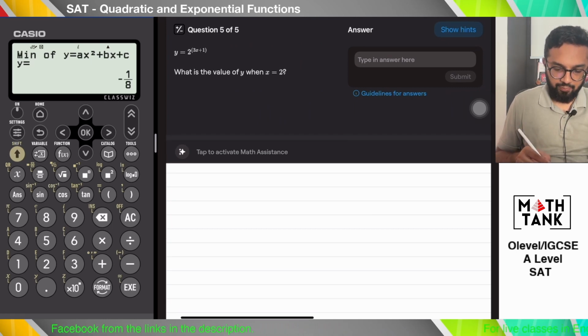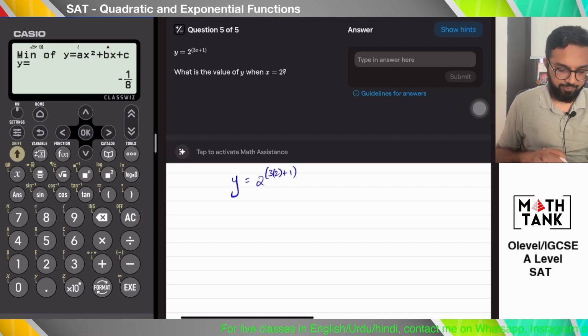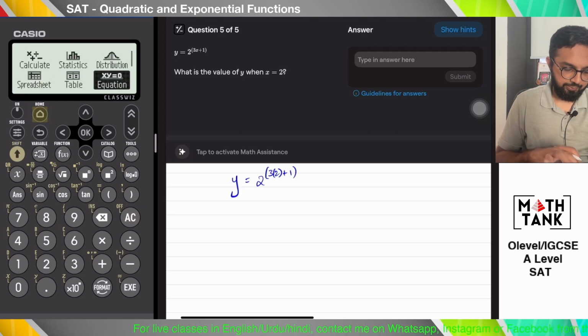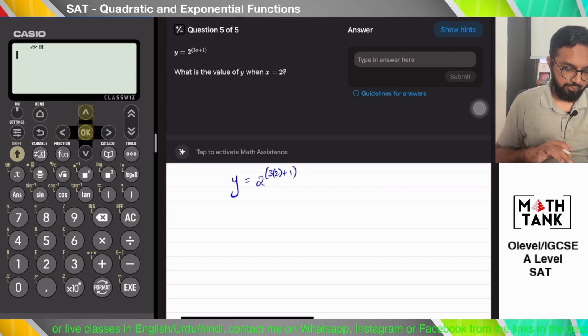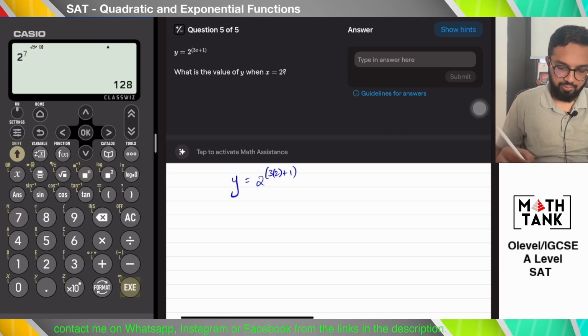What is the value of y when x equals 2? So I think that's simple. 2 power 7 is 128.